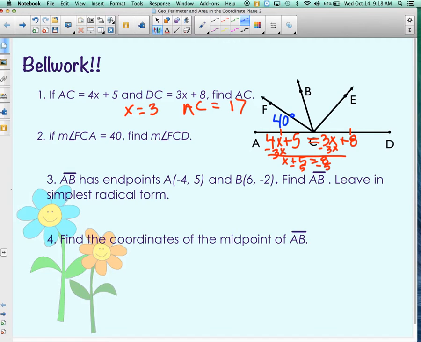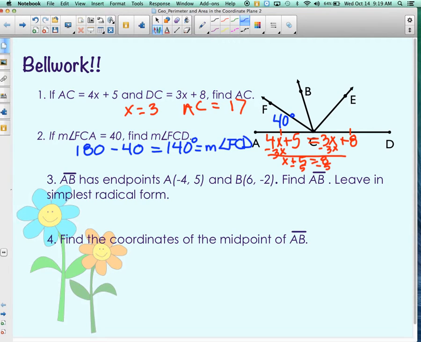Alright, so how do we find FCD? Garrett, you said 140. Why? Because the entire thing is 180, and 40 plus 140 equals 180. Is that right? Yes, FCD is 140 degrees. Cool. 3 and 4 have nothing to do with the picture.